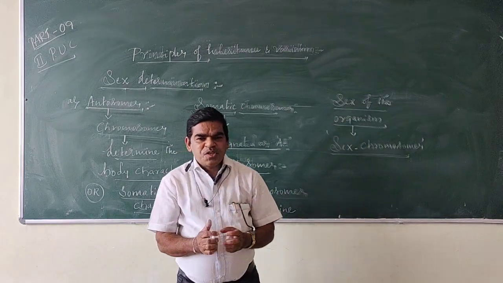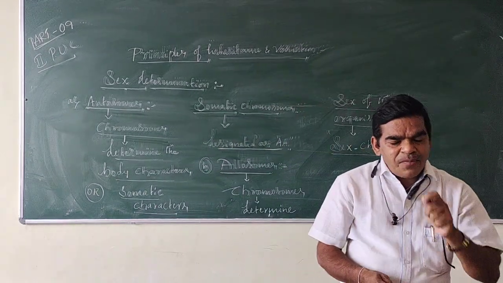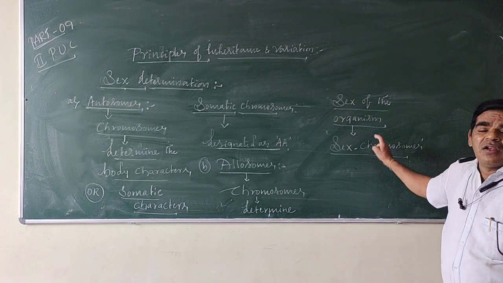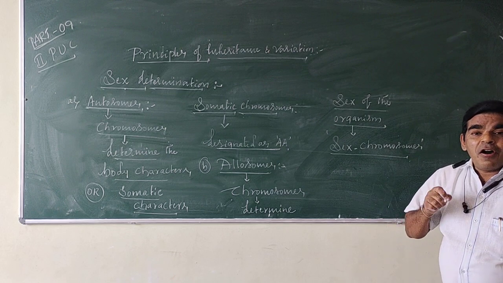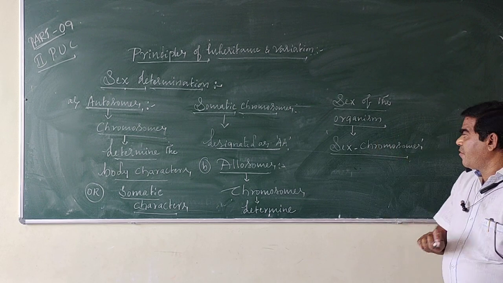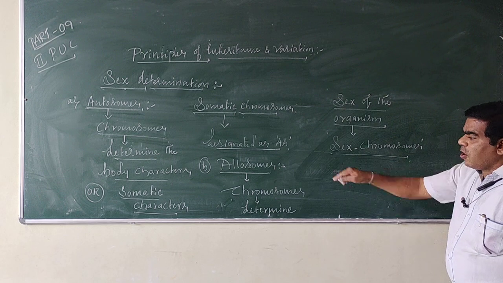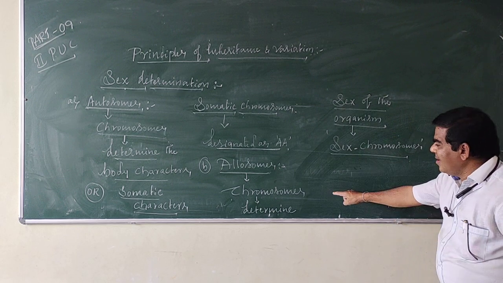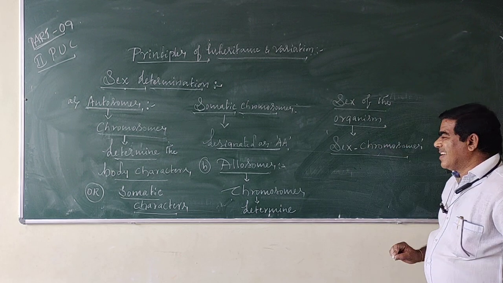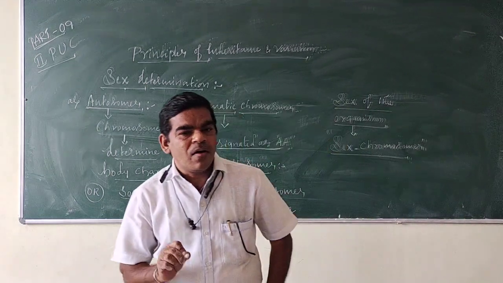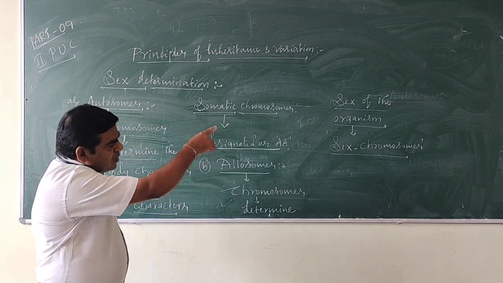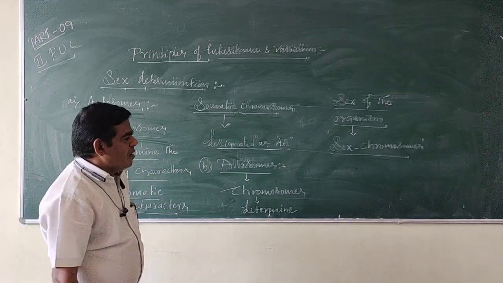These chromosomes mainly determine the sex of the organism, whether male or female. Sex of the organism means the organism is male or female. That's why allosomes are also called sex chromosomes, because they play a very important role in the determination of sex of the organism.